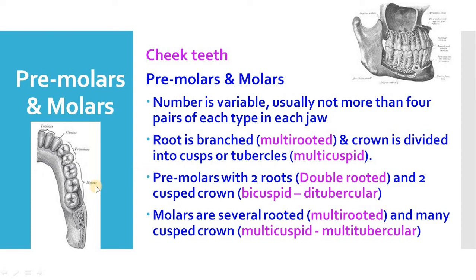And crown is divided into many cusps. You can see many projections here. They will be having many cusps. So they are called multicuspid. Premolars with 2 roots, double rooted, and 2 cusped crown. The premolars have got 2 roots and 2 cusps. Molars have got several roots, maybe 3 or 4, and many cusped. 3 or 4 cusps will be there, or projections will be there.